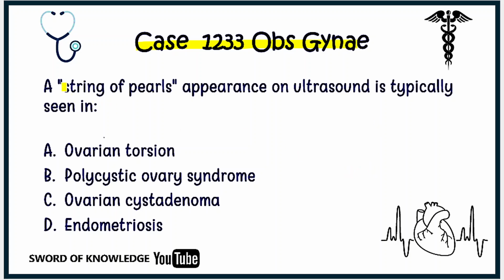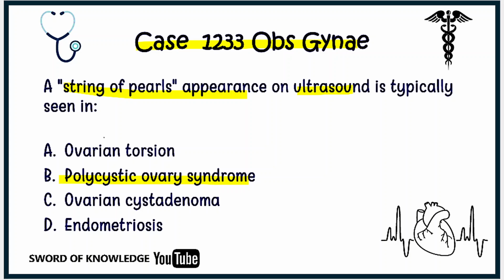A string of pearls appearance on ultrasound is typically seen in: option alpha, ovarian torsion; beta, polycystic ovarian syndrome; Charlie, ovarian cyst adenoma; or delta, endometriosis. I'm going to give you 5 seconds so you can answer this question. Yes, the answer is polycystic ovarian syndrome, option B.